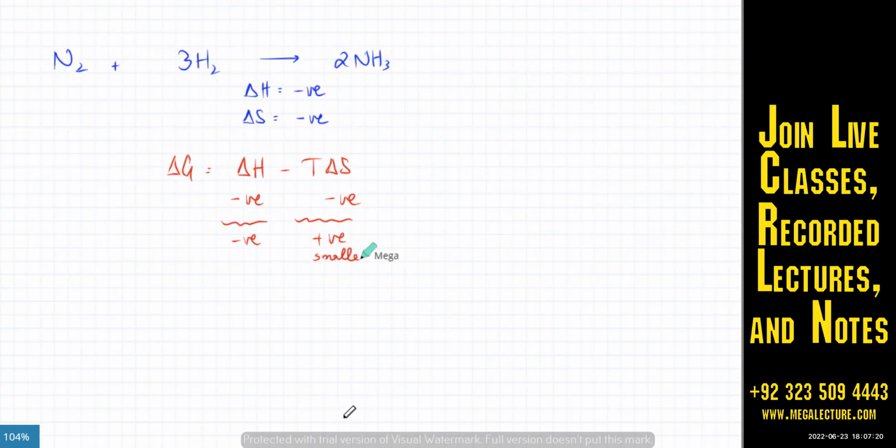So how can I make it smaller? I can make it smaller by having a lower T, a smaller T. And that is when the reaction will become spontaneous. So this reaction will happen at a lower temperature. It's going to be favored by a lower temperature. Is this clear? Yes.